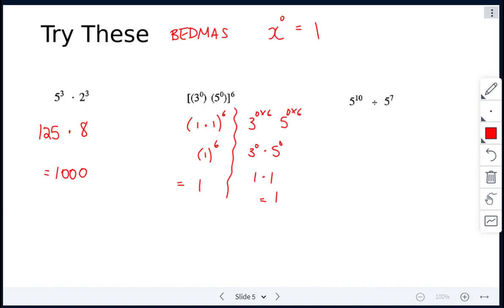All right, so the last question here, we have 5 to the power of 10 divided by 5 to the power of 7. So our bases are the same. So we can apply our quotient law, which would be 5 to the power of 10 minus 7, which gives me 5 to the power of 3, which is 5 times 5 times 5, which gives me an answer of 125.